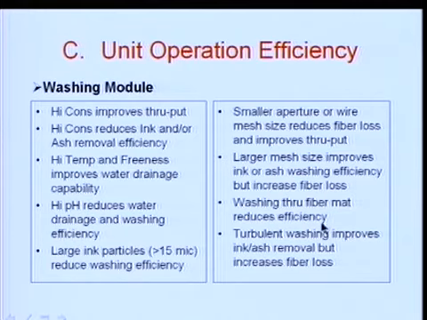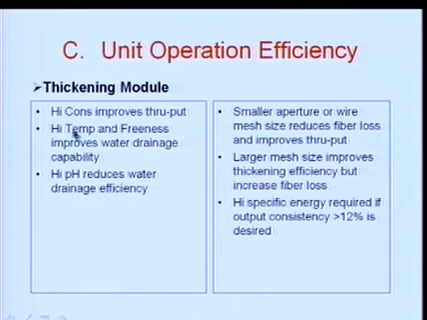Now, depending on the type of washer you have, if it is forming a very good mat or a tight mat, it will reduce washing efficiency. Things like disc filters or vacuum filters will reduce washing efficiency. Things like deckers or high speed or dynamic washers will improve washing. Turbulent washing, which is the dynamic washers, improves ink and ash removal but increases fiber loss. In the thickening module, we are basically removing water here, and the same basic principles apply: high consistency will improve throughput, and large mesh size will improve thickening efficiency but increases fiber loss.